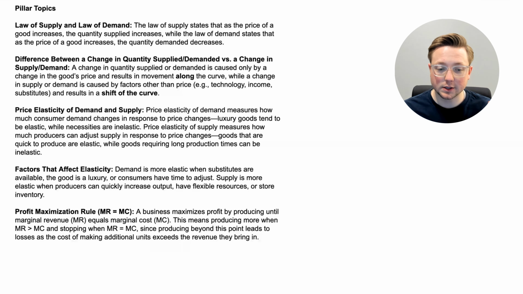And now to finish off, let's talk about profit maximization. Again, that was when marginal revenue equals marginal cost. A business maximizes profit by producing until marginal revenue equals marginal cost. This means producing more when marginal revenue is greater than marginal cost and stopping when marginal revenue equals marginal cost, since producing beyond this point leads to losses as the cost of making additional items exceeds the revenue they bring in. And that makes sense. If your marginal cost is greater than your marginal revenue, you're losing money by producing more items because you're not making as much revenue as it is costing you to make the items.